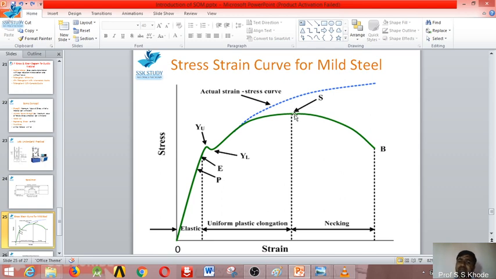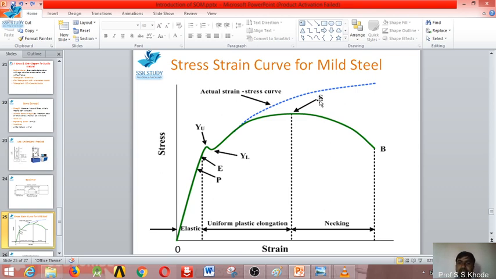But after further application of the load, the intermolecular force of attraction goes on decreasing, and finally it reaches up to a point B, that is called the fracture point. Here that material will fail. So after point S, the ultimate stress point, there will be a gradual decrease in the stress, and finally it reaches point B where the material fails. But before failure, it reaches its maximum strength point.